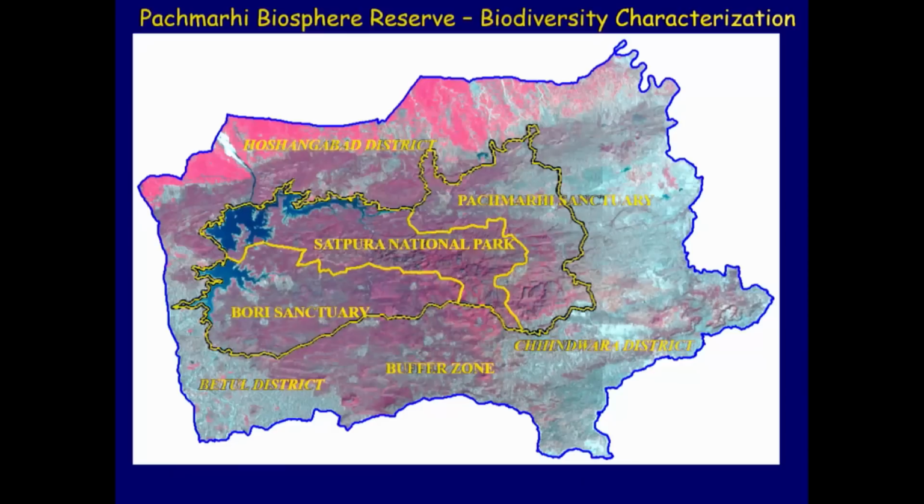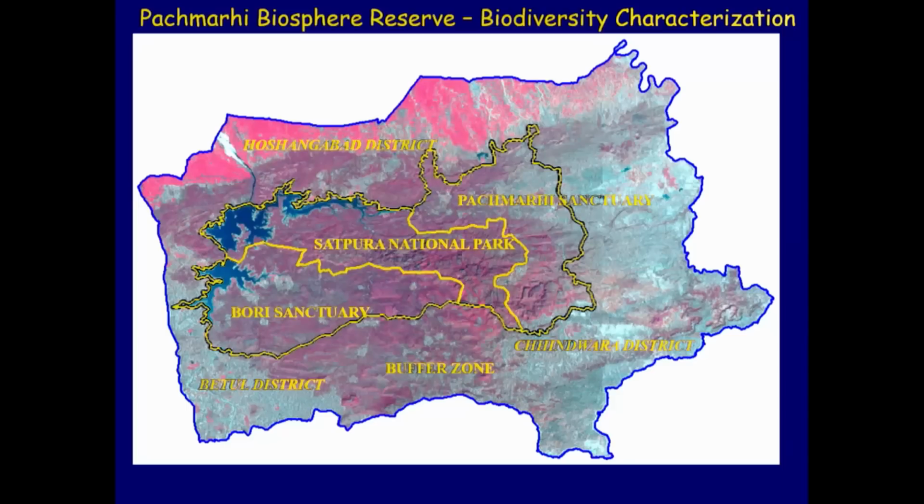So now we go to the biodiversity characterization. This is the Pachmarhi Biosphere Reserve. You can see here two sanctuaries, Bori and the Pachmarhi sanctuaries. This is the core area, National Park, and then this is the Biosphere Reserve area. Outside is the Biosphere Reserve. This is all agriculture here. This is all teak forest. This is sal forest here. And this is again dry deciduous forest, which has no leaves at this moment.